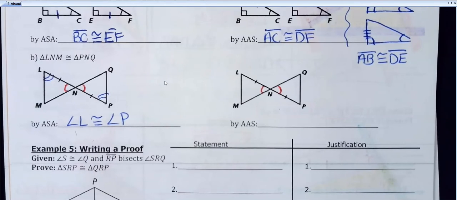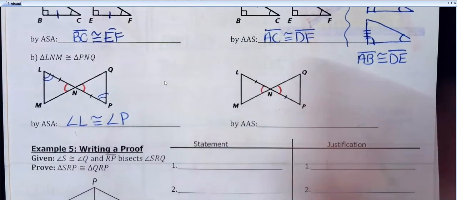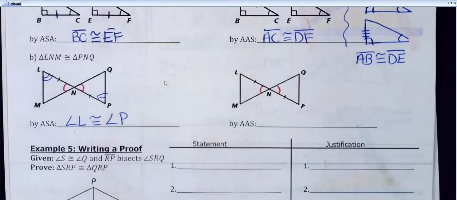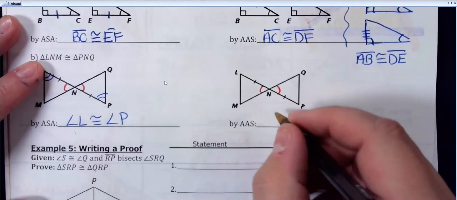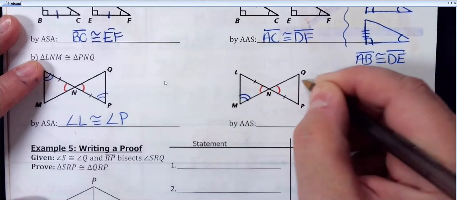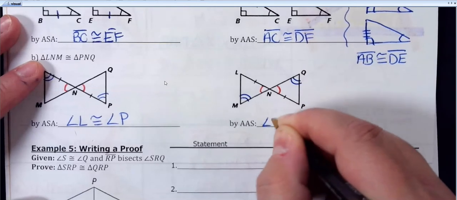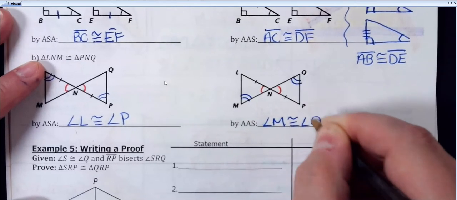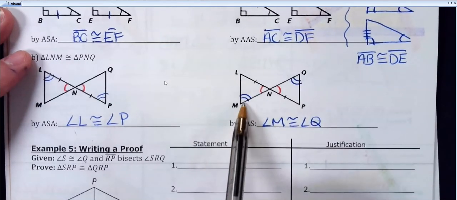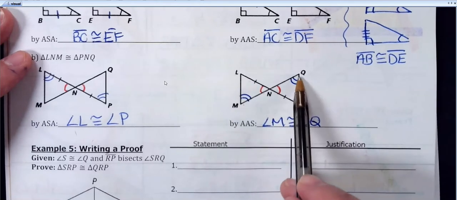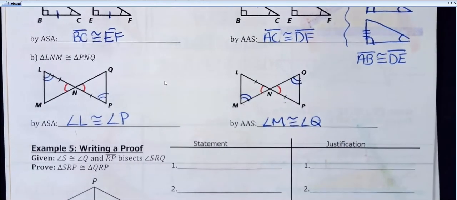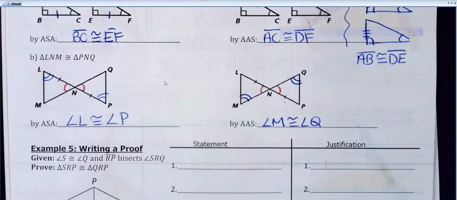Now, same diagram, but if I want to use angle, angle, side, and I do the same picture, so I have a set of sides and a set of angles, so I need a different set of angles. Which one would it be there? Exactly. Angle M here, angle Q here. Angle M congruent to angle Q. Now, if you're looking at that, angle, angle, side, angle, angle, side. So sometimes those can be a little tricky because they can be a little twisted up.